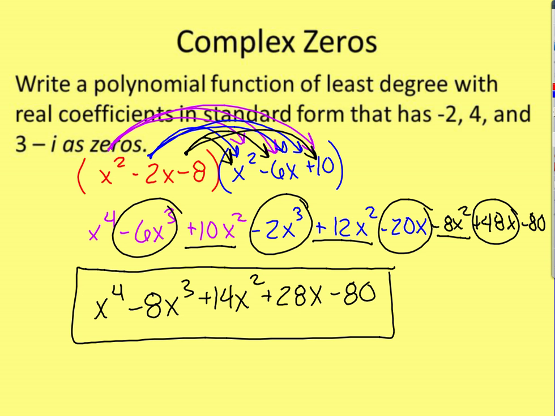So our polynomial function of least degree that would have these zeros would be x to the 4th minus 8x cubed plus 14x squared plus 28x minus 80.